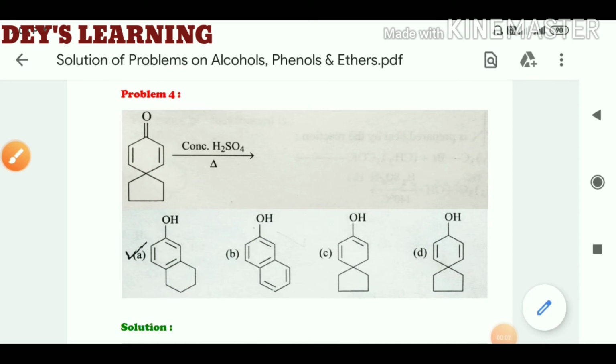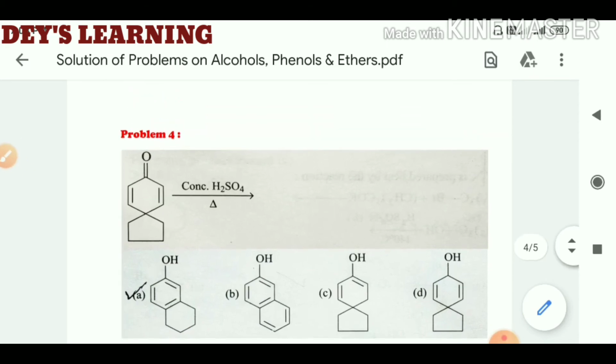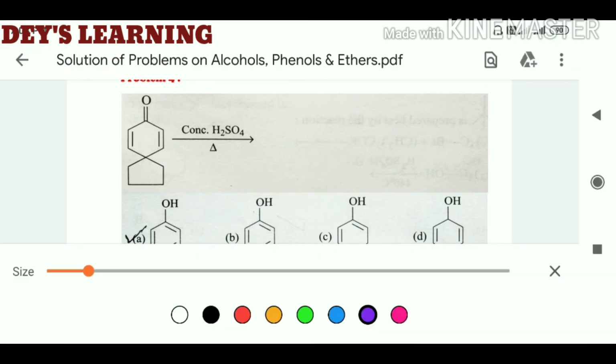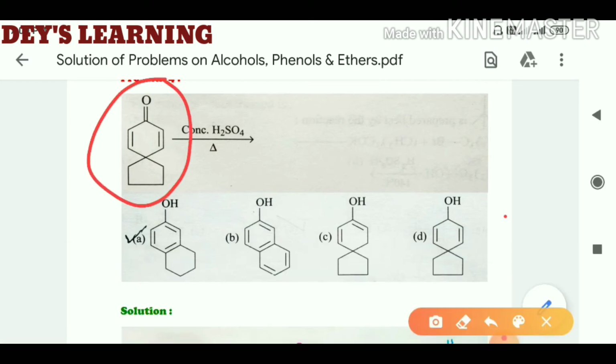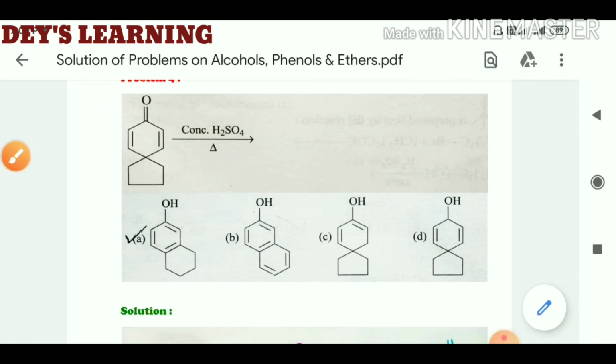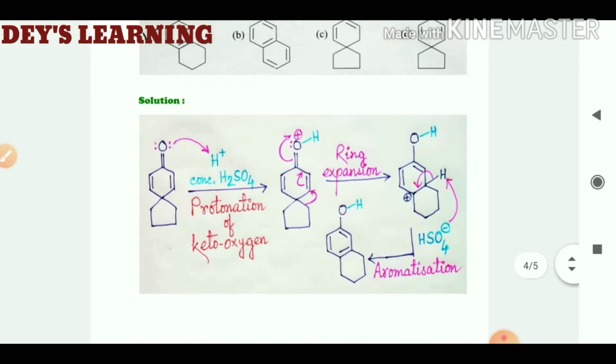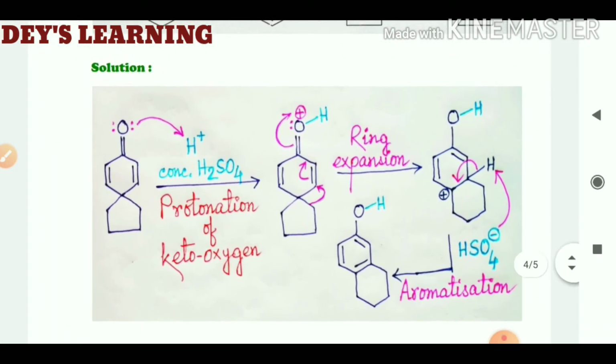This is our problem number 4. This substrate molecule is given, and this molecule will be treated with concentrated sulfuric acid in the presence of heat. So, with the options given here, we have to solve the problem. Let's go. This is the solution.